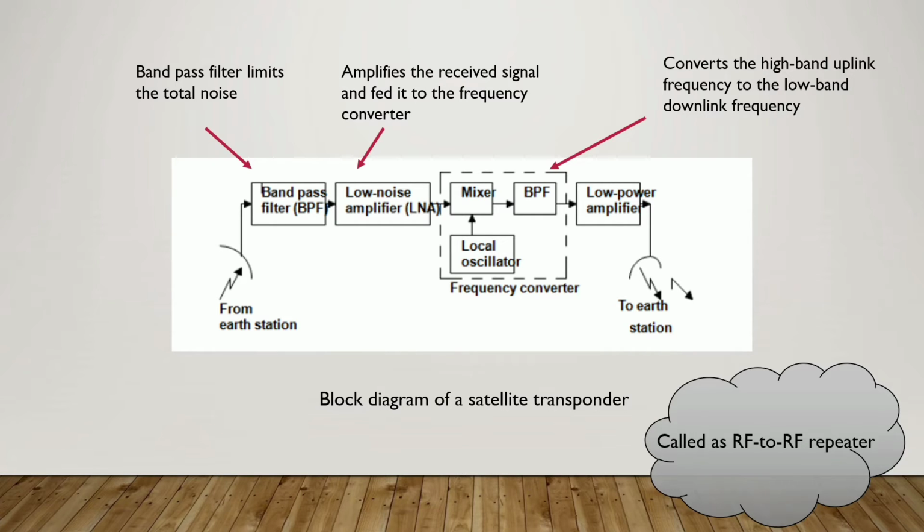The frequency converter will convert the high band uplink frequency to the low band downlink frequency. After that, the signals go to the low power amplifier, and then it will go to the Earth station. It is called an RF to RF repeater, which is a radio frequency repeater.